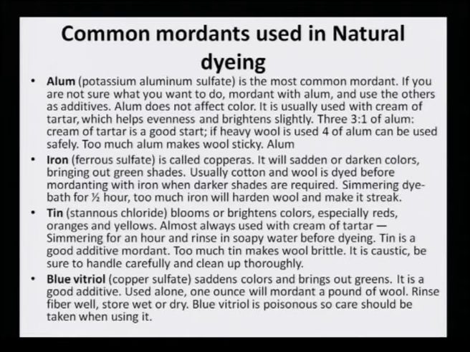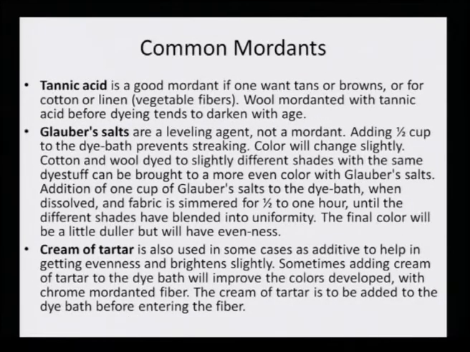So, one should make the choice of what shade needs to be attained, and accordingly the mordant should be chosen from the 5 common mordants that are normally used, and they are alum, iron, tin, blue vitriol and potassium dichromate. Some other common mordants are tannic acid, we have already talked about it. Glauber's salt is like a leveling agent, because it is sodium sulphate, it makes the dye distribute on the fabric very evenly. Cream of tartar is used in some cases as an additive to help get evenness and brighten slightly. So, we have seen that mordants were prepared with the cream of tartar. So, definitely it plays a role in both brightening up and making an evenness in the dyeing.